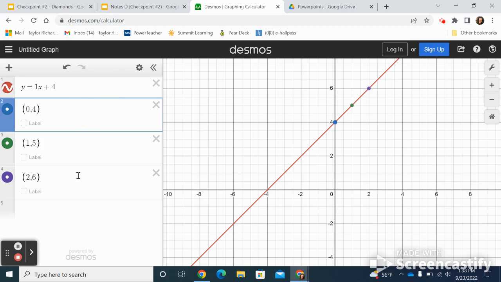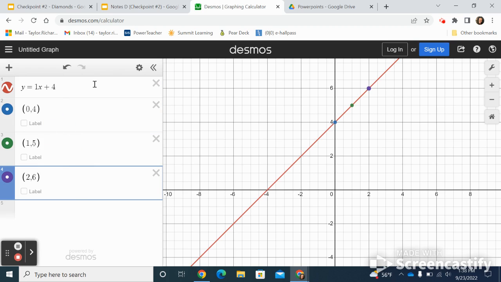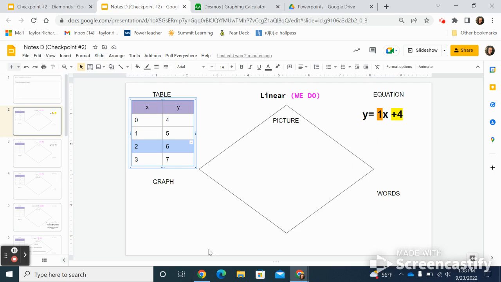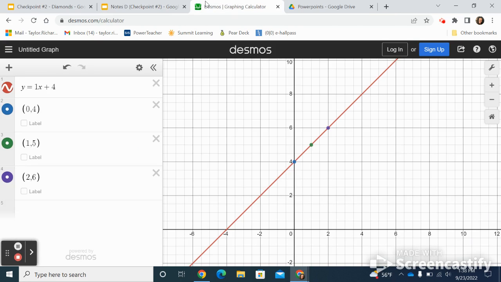Okay, so every graph you make, I'm going to ask that you put 3 points, just 3, not all of them, just 3. Now, here's the kind of tricky part. We need to get this graph from Desmos over into our diamond right here. Okay, so follow along and we'll do it over and over and over again throughout these notes.